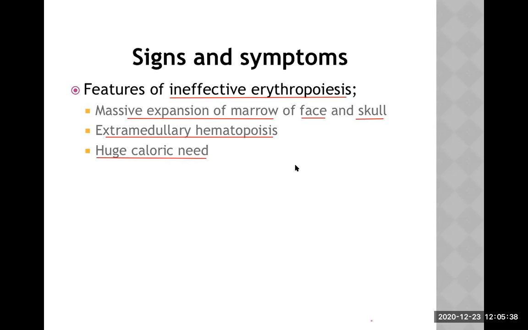Huge caloric need. This is a hypermetabolic state. A lot of destruction is going on. A lot of synthesis is going on in the bone marrow. The child needs more calorie, more energy. But because of anorexia, because of hypoxia, that is not happening. That's why there is a lot of weight loss.